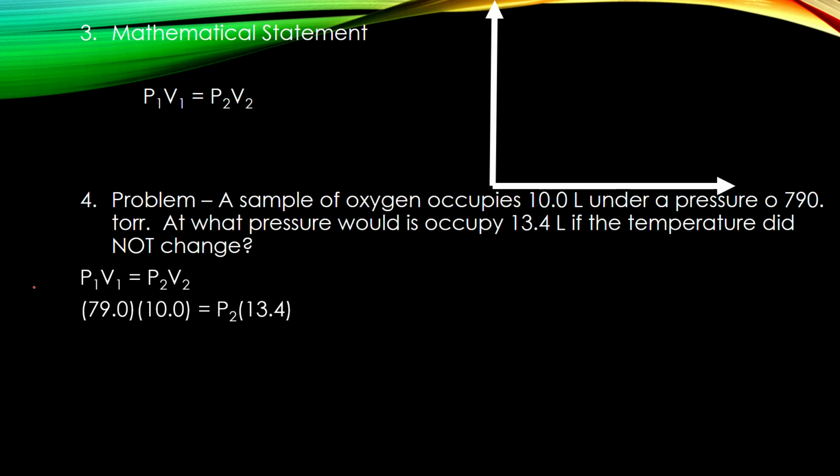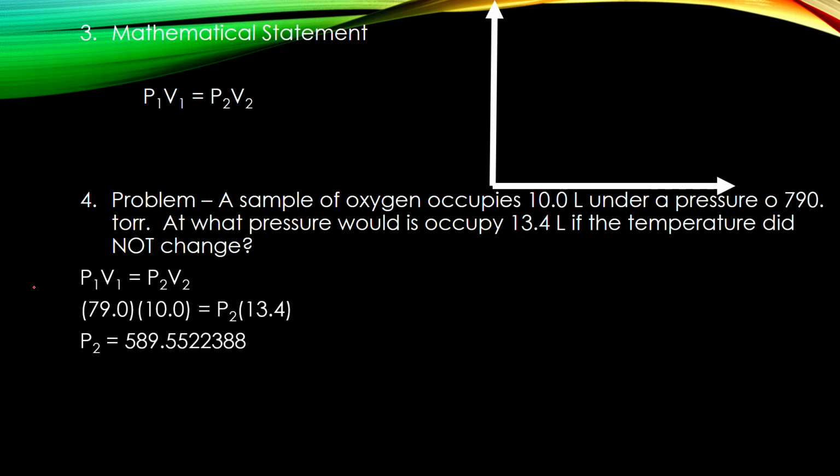So in this case, my starting pressure is 790. That's actually a typo there. It's supposed to be 790, and the answer is based on 790 torr. And the volume is 10 liters. Then I'm solving for the second pressure when it is under 13.4 liters. So I take 790 times 10 divided by 13.4, and I get this on my calculator.